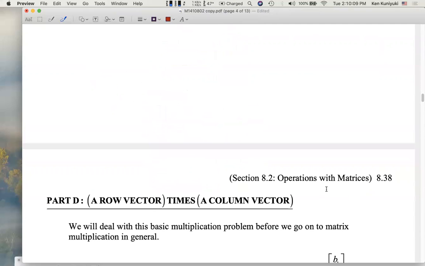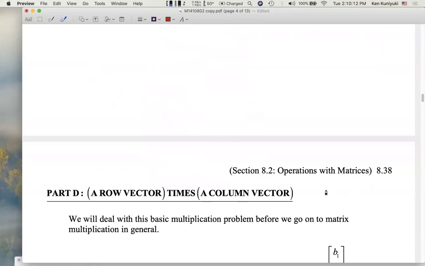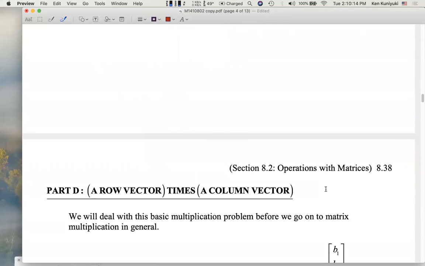Next, we're going to talk about how to multiply vectors and matrices. And it's not quite as easy as you might think, but we are going to see some familiar operations next time.